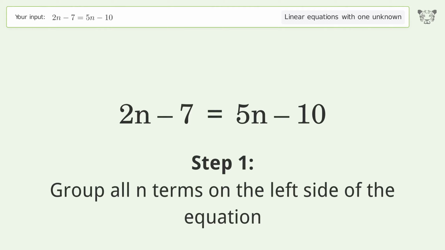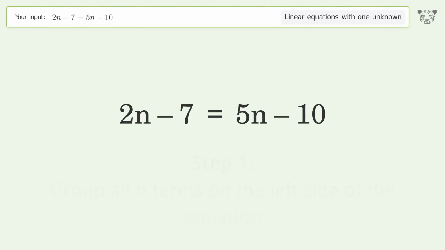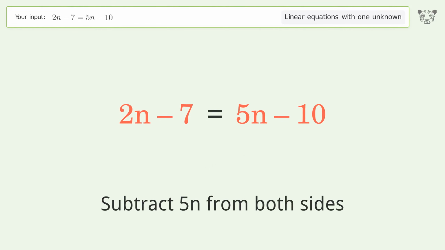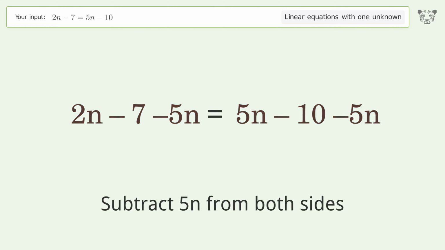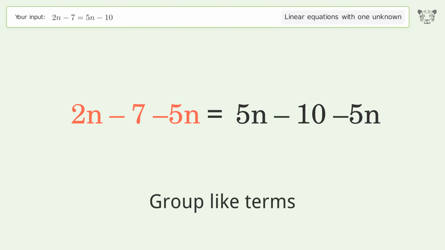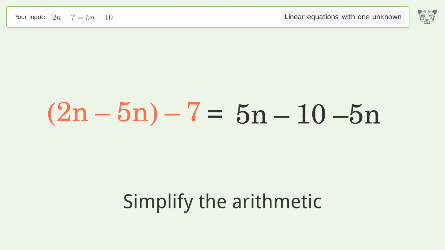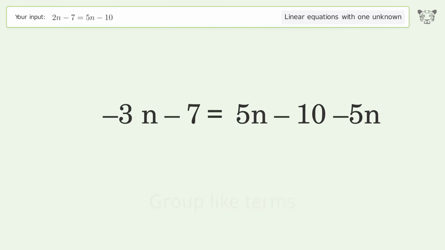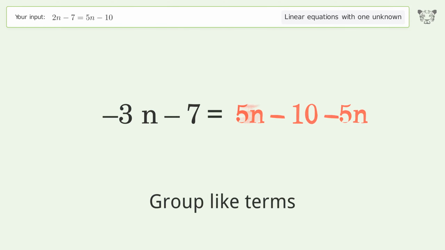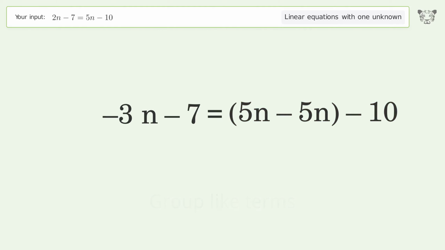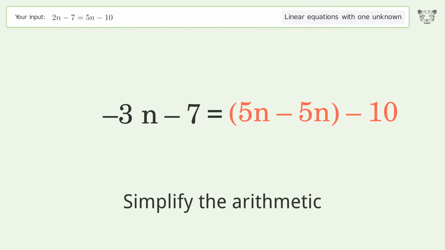Group all n terms on the left side of the equation. Subtract 5n from both sides. Group like terms. Simplify the arithmetic. Group like terms. Simplify the arithmetic.